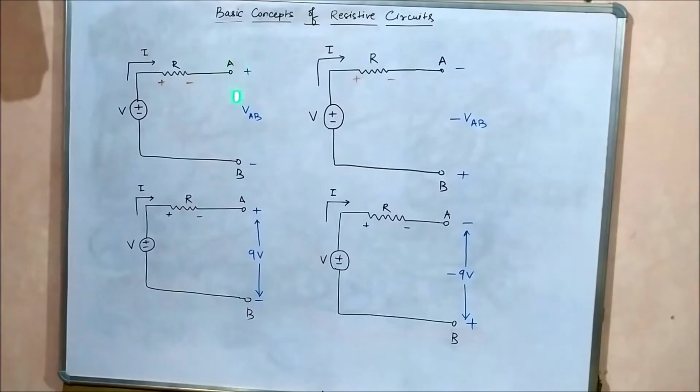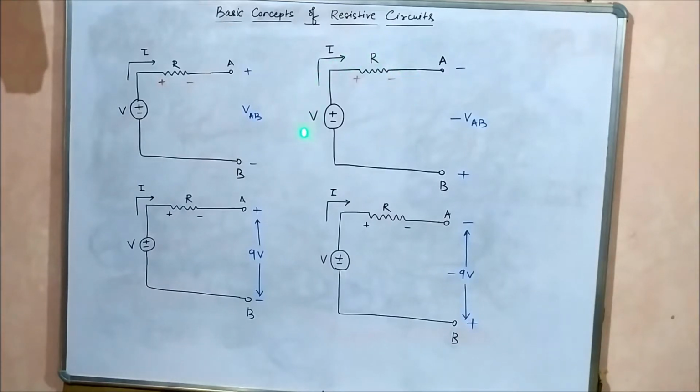Now let us say that across the terminals A and B, the voltage is measured from A to B, plus and minus, measured from higher to lower potential. If it is measured in this way, with positive at A and negative at B, let's say that the voltage is VAB.